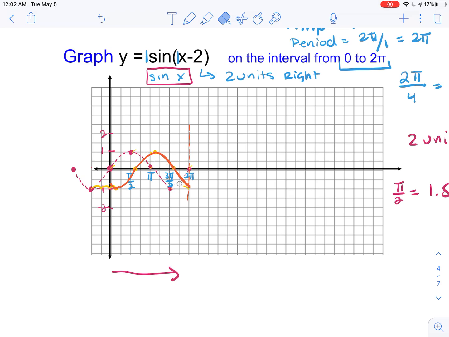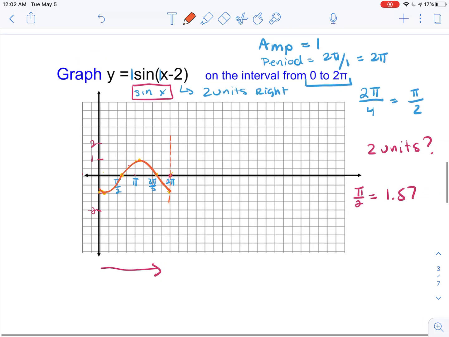So that's my graph. Now, you may want to spend some time clearing away what's not necessary, right? We don't need all of these shifts. And technically, we don't even need the original parent function, right? So this is how we could get a nice clear picture, okay?